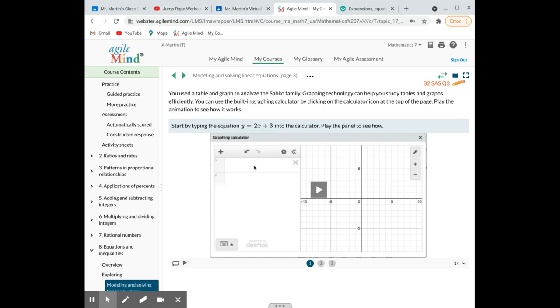All righty. Will you read this for us, Lainey? You use the table and graph to analyze the Sabco family. Graphing technology can help you study tables and graphs efficiently. You can use the built-in graphing calculator by clicking on the calculator icon at the top of the page. Play the animation to see how it works. All right.